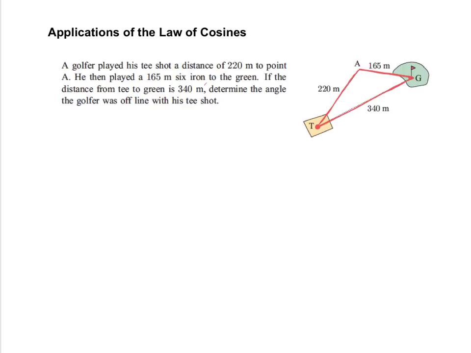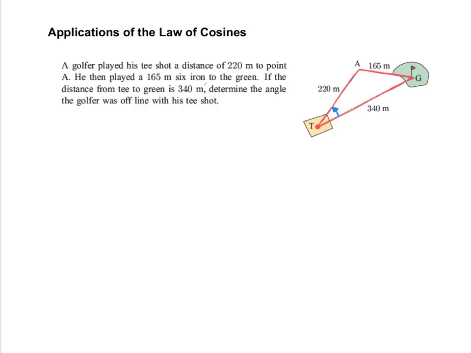Determine the angle the golfer was offline with his tee shot. Now we're looking for an angle. What angle are they talking about here? They're talking about angle T. We tried to shoot it from here to here. We actually shot it from here over to here. So the angle we were off is going to be this angle right here. Now, once you understand that, this actually is a really easy problem.